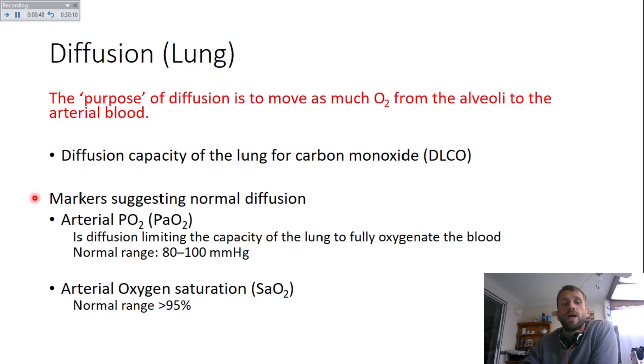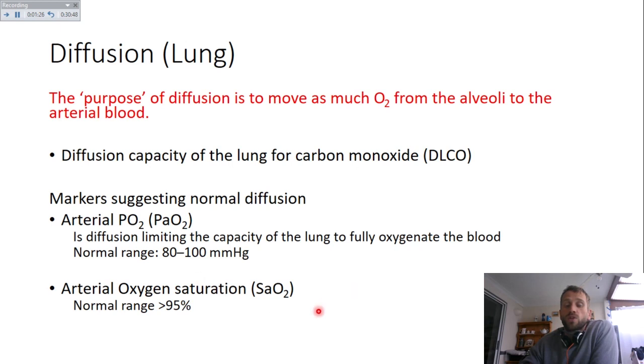But the ones that we can measure in the lab, at least to some extent, are arterial PO2. We've got measurements that estimate arterial PO2 with our tests. In a normal scenario, our arterial PO2 sits in the range of about 80 to 100 millimeters of mercury. So we can look at that and know that if arterial PO2 goes down, then maybe that's indicative of a diffusion limitation occurring.